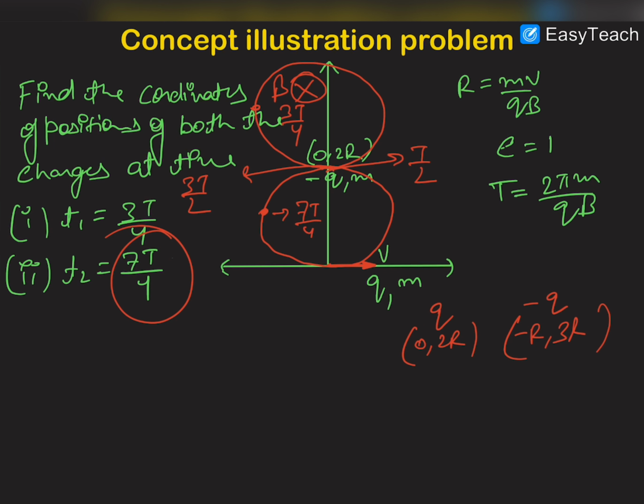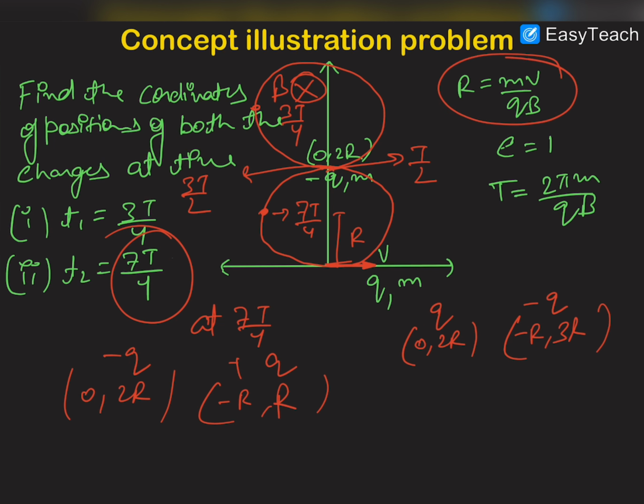And when this positive charge particle will be at this position, this negative charge particle will be at this position. So at 7T by 4, the position of minus q will be at 0, 2r, and the position of plus q will be at minus r, r, where r is given as mv by qB.